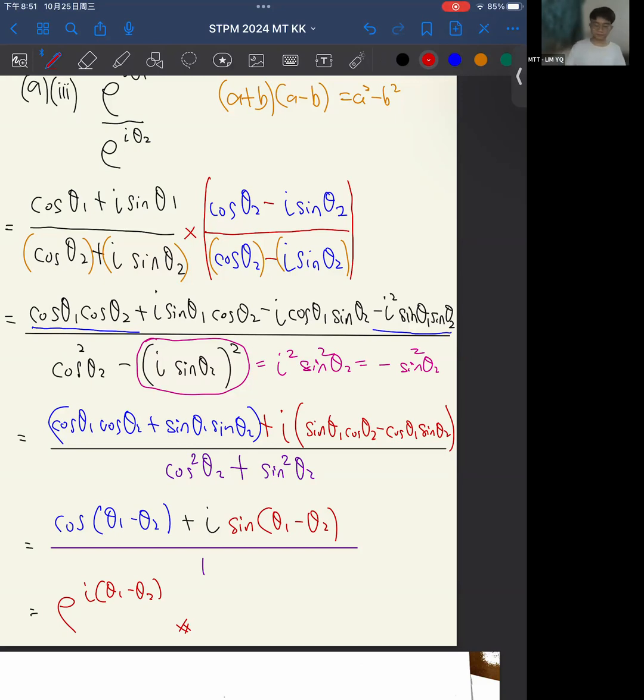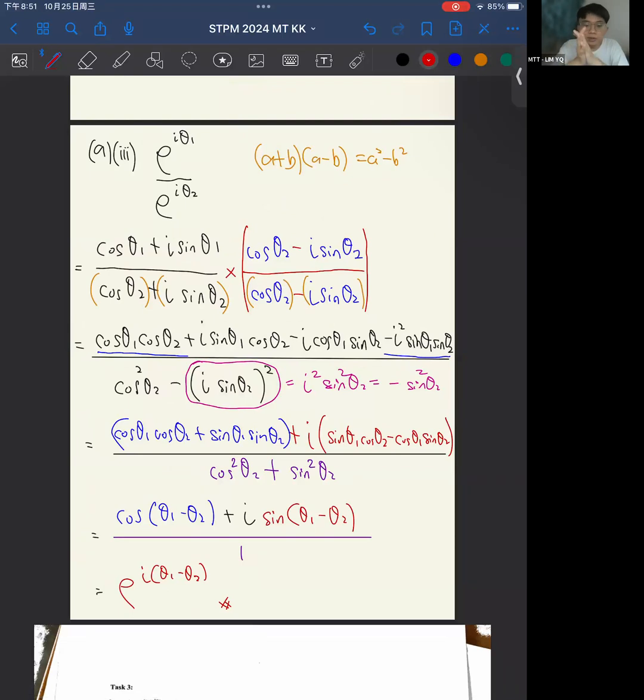Okay, we're done for part 3. Now we will go for the last part. The last part is De Moivre's theorem for the integer power case. Use Euler's formula to show this.